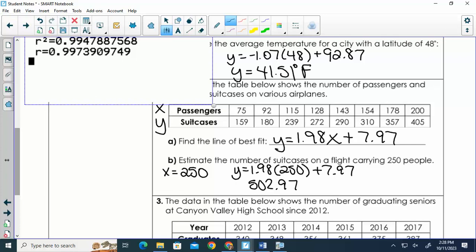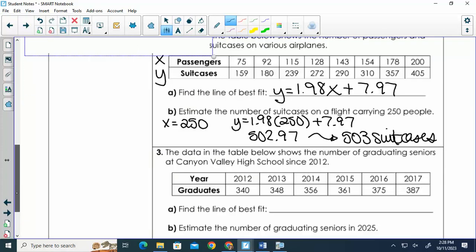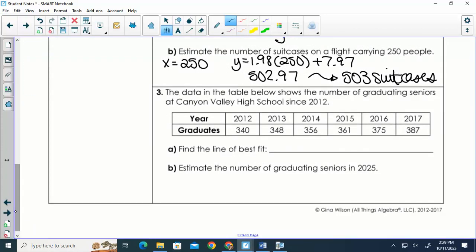I got 502.97. What does that represent? Suitcases. Can you have 0.97 suitcases? So what would I say? Round 503 suitcases. Okay. I want you guys to try the next one. Just do 12, 13, 15.